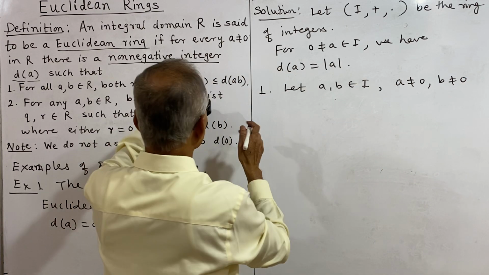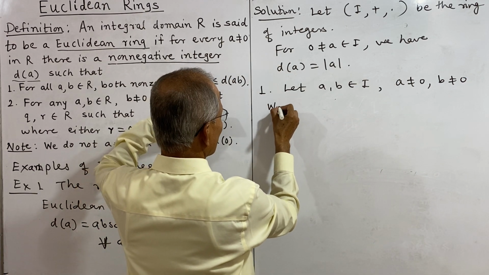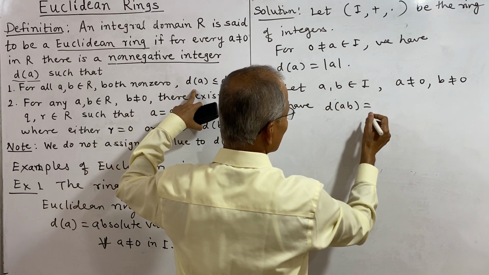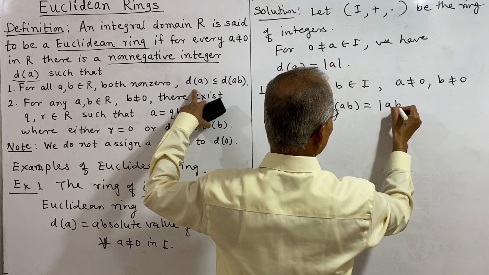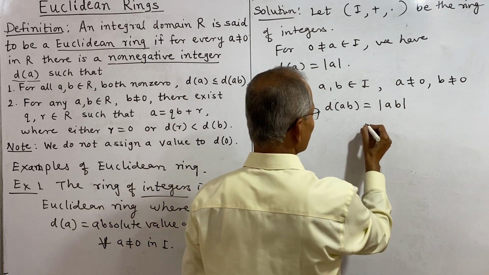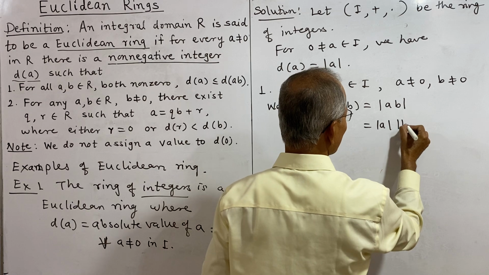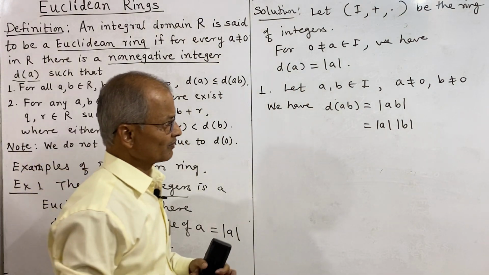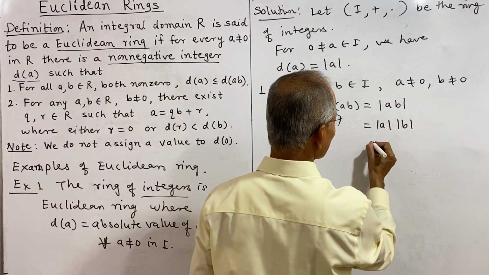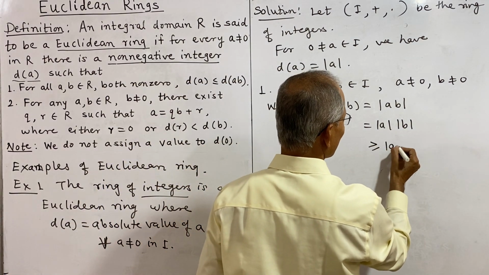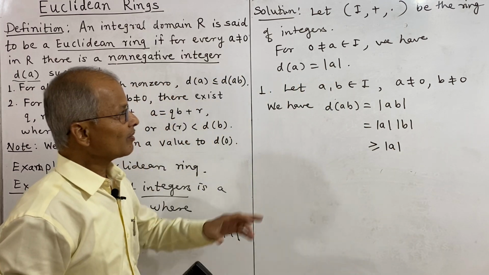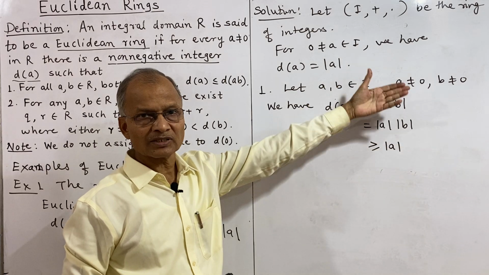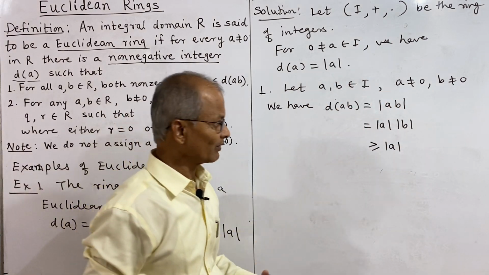We will verify that. We have d value of a·b equal to the absolute value of ab, and that absolute value of ab can be written, by a property of the absolute value function, as mod a times mod b. But this is greater than or equal to mod a, because mod b is greater than or equal to 1, since b is not equal to 0, and therefore the absolute value of a non-zero integer is always 1 or greater.